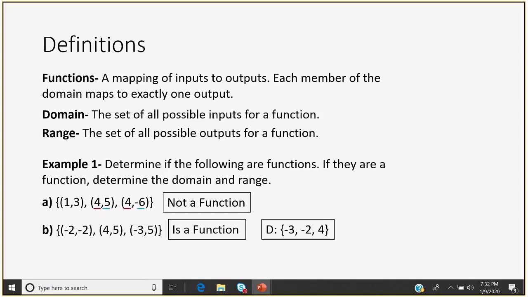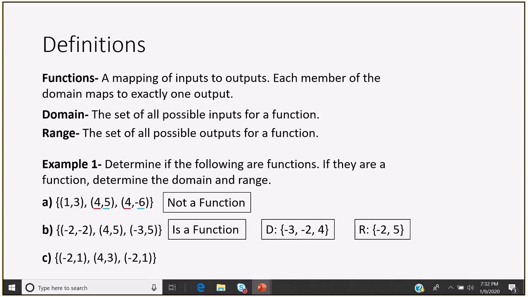And then the question asks, if it is a function, what's my domain? My domain is my set of all possible inputs. So in this case, my domain is -3, -2, and 4. Those are found by just looking at the x values of those 3 points. And I asked for range as well. My range is all of my outputs, so that's -2 and 5. Notice how the 5 is repeating. You don't repeat stuff if you are writing something in the range. You only need to write it once.